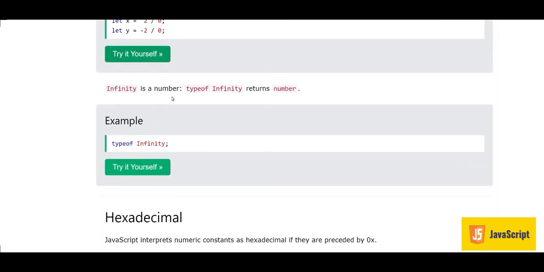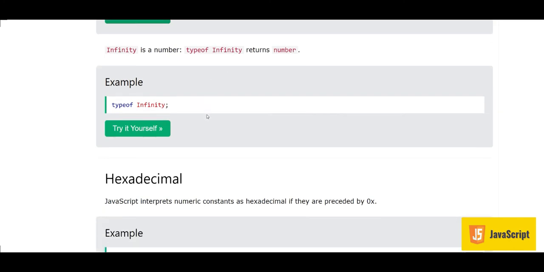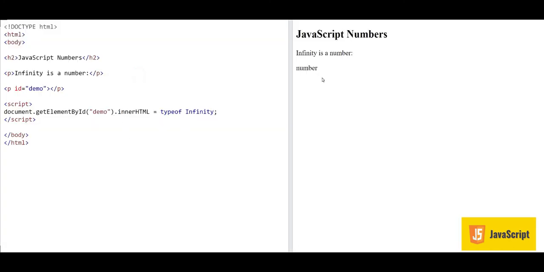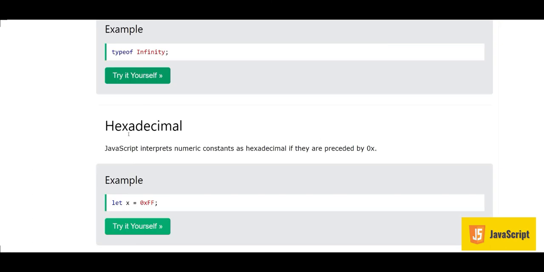Okay, so infinity is a number. Yeah, typeof infinity returns number. So see here, we have infinity. Typeof infinity is a number, right? So NaN is a number, infinity is a number.